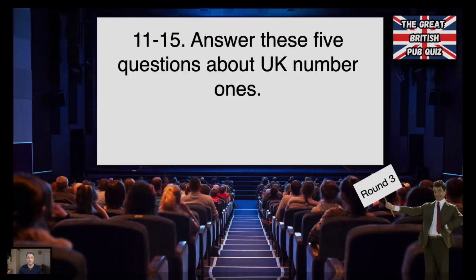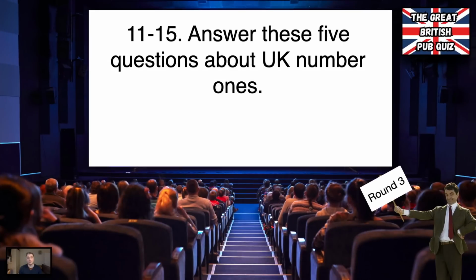11 to 15, you need to answer these 5 questions about UK number ones. So on the next page, you'll see 5 questions all about UK number ones. So the answer could be the singer, a band, or even the name of the song. Next to each question, I've given you a clue. I've given you the initials of the answer. And one more thing, question 13 requires 2 answers. And you do need both of those for the point.